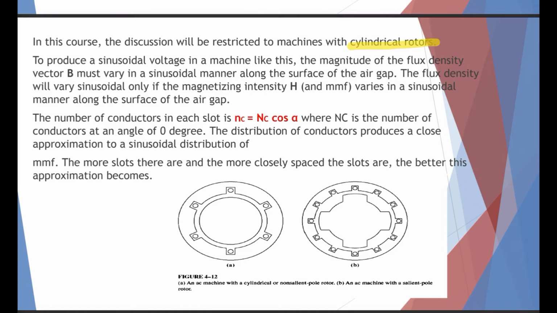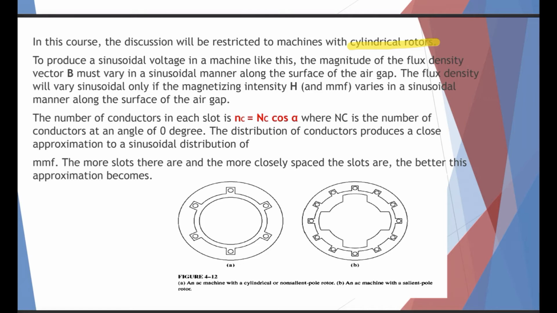To produce a sinusoidal voltage in a machine like this, the magnitude of the flux density vector B must vary in a sinusoidal manner along the surface of the air gap. The flux density will vary sinusoidally only if the magnetizing intensity H varies in a sinusoidal manner along the surface of the air gap.